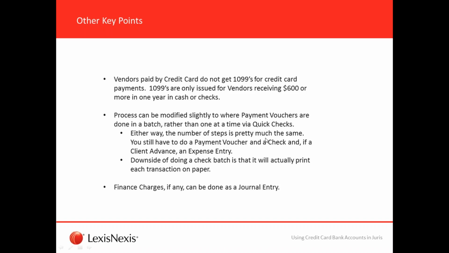Keep in mind, this process can be modified slightly to fit your firm's needs and your workflows. It can be modified so that maybe payment vouchers are done in a batch rather than one at a time via quick checks. Either way, the number of steps is pretty much the same. You still have to do a payment voucher. You're still going to do a check. And if it's a client advance, you're still going to do an expense entry. The downside of doing a check batch is that it will actually print each transaction on a piece of paper. So if you've got a lot of transactions, you're going to be killing a lot of trees.